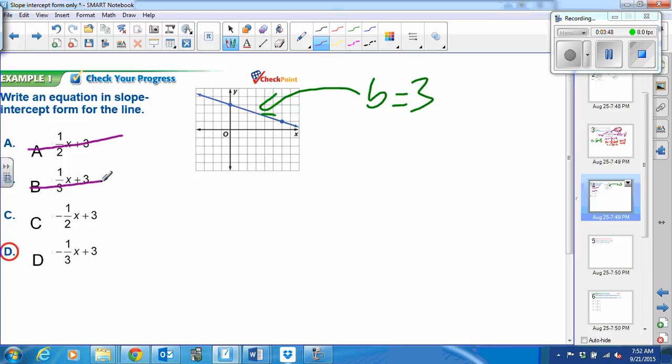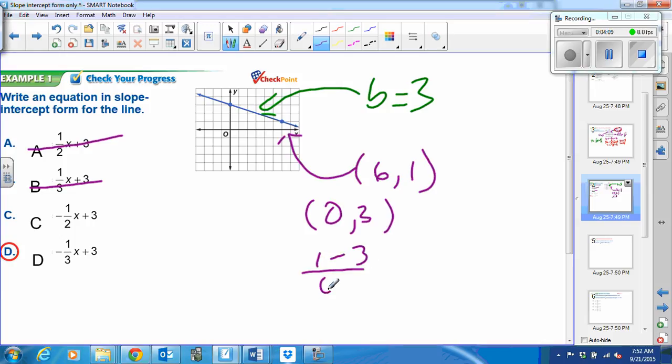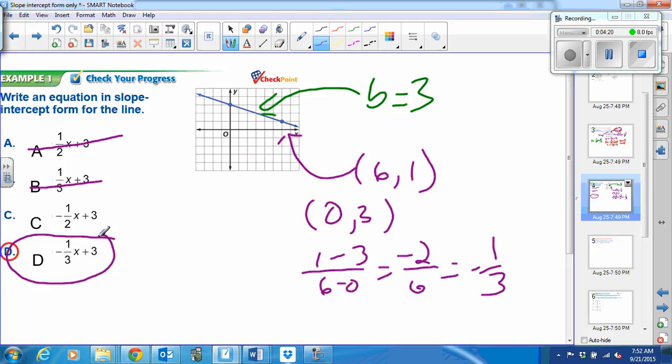Now let's look at the two ordered pairs we have. We have 1, 2, 3, 4, 5, 6. This ordered pair here is 6, 1. And the other ordered pair we have is 0, 3. Notice anytime you have 0 as the x-coordinate, you know your y-intercept. So finding the slope, we get 1 minus 3 over 6 minus 0, which gives us -2 over 6, which gives us -1/3. So we now know that it's going to be b, it's already circled, which is -1/3 x plus 3. And I covered up the answers. Y equals.